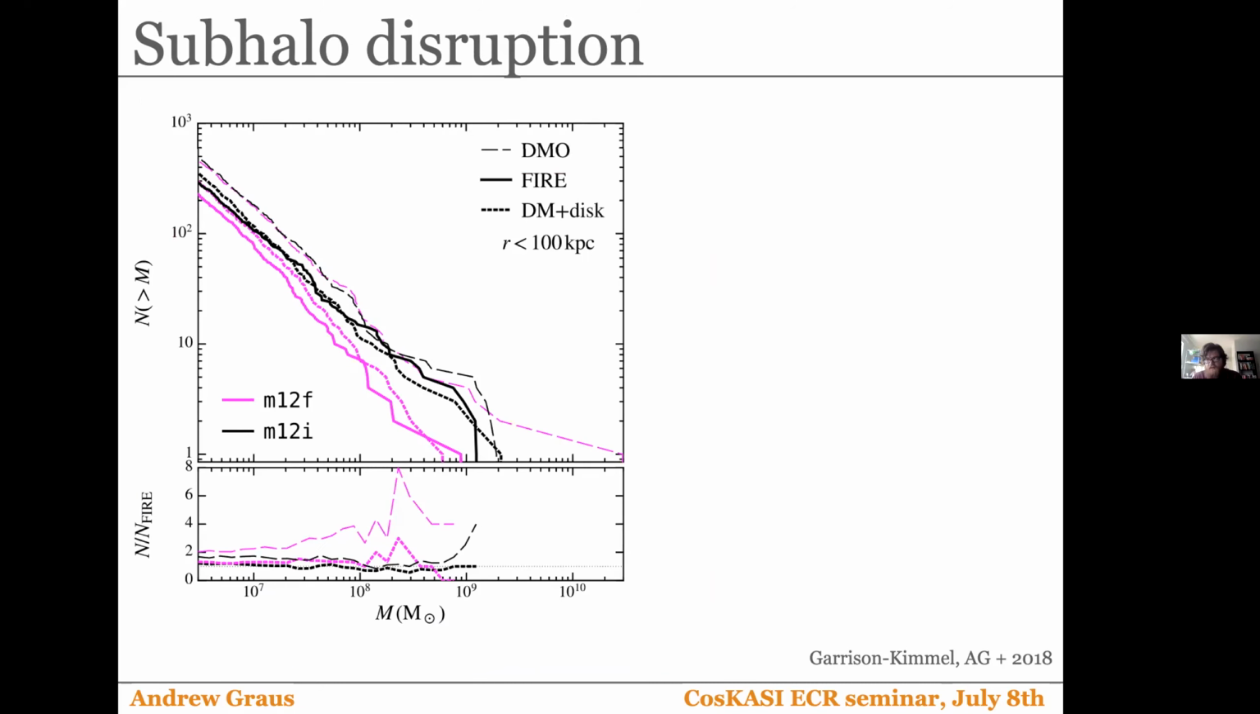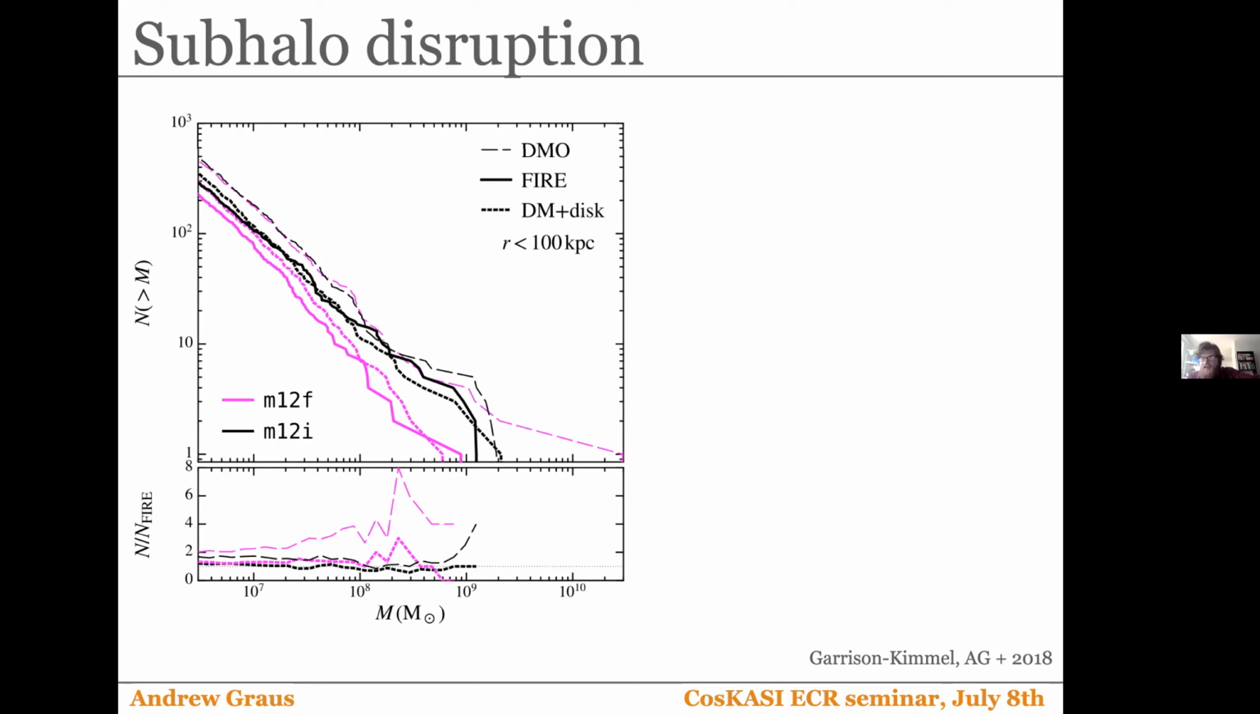To put some numbers on this, here is another plot from Garrison-Kimmel et al. 2018, where we looked at the subhalo mass functions. This is the number of subhalos as a function of mass, reverse cumulative going down. What's plotted here as those thin dashed lines is dark matter only, which is very high up; you get the most subhalos in these kinds of simulations. There's also the FIRE simulations, the full hydrodynamic simulations.